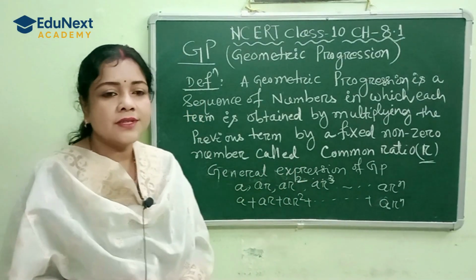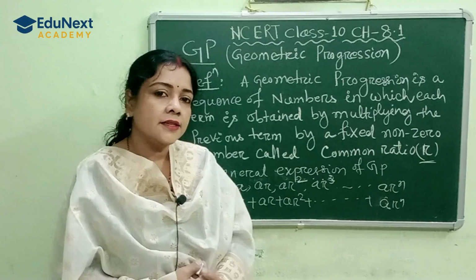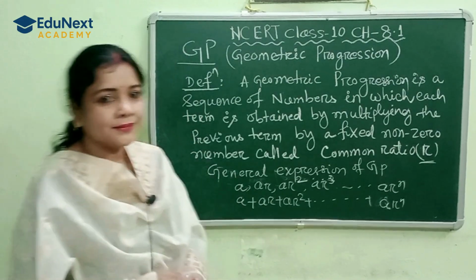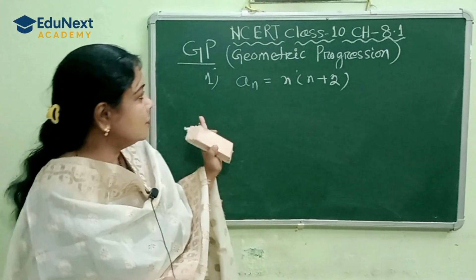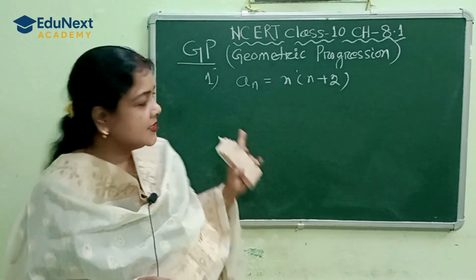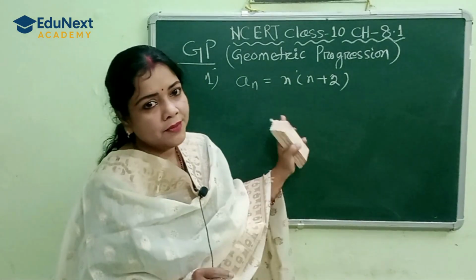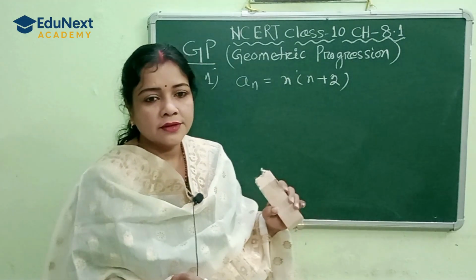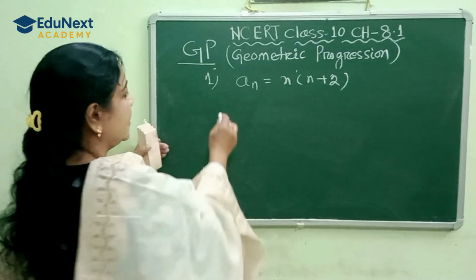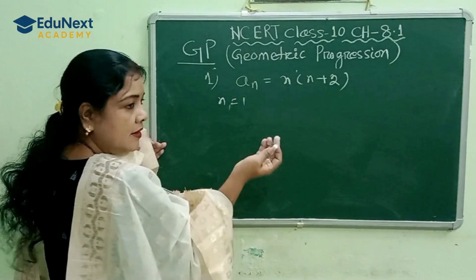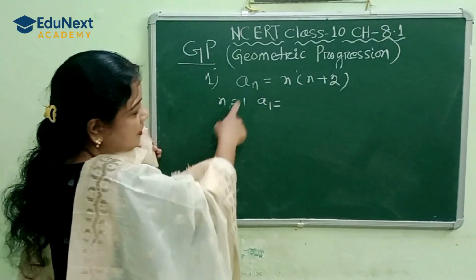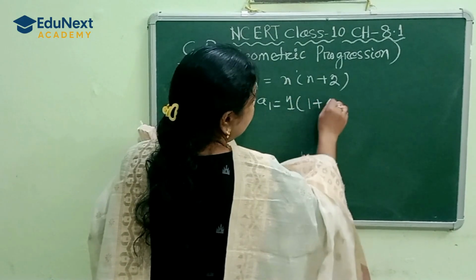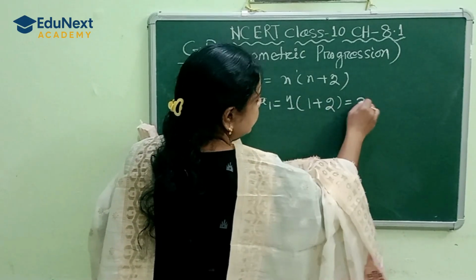Now let us solve some exercise questions. You will understand bit by bit. This is question number 1 from exercise 8.1. Given a_n is n into n plus 2, you have to find the first 5 terms. At n equal to 1, a1 is 1 into 1 plus 2, that is 1 into 3, that is 3.